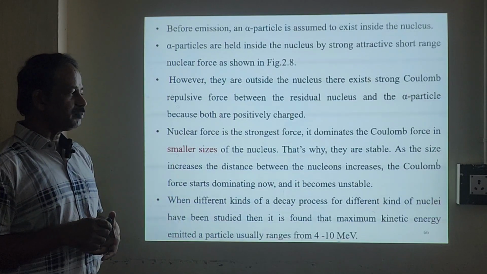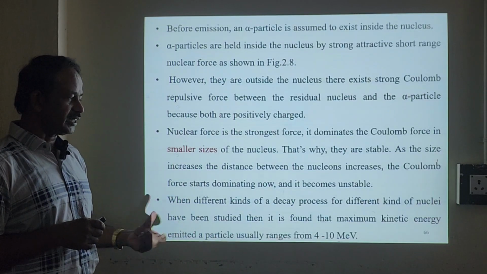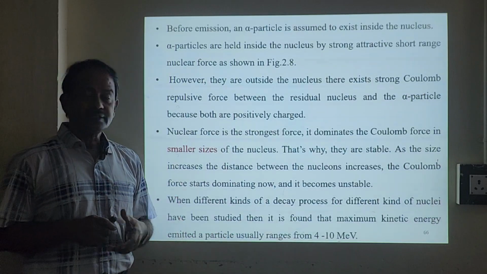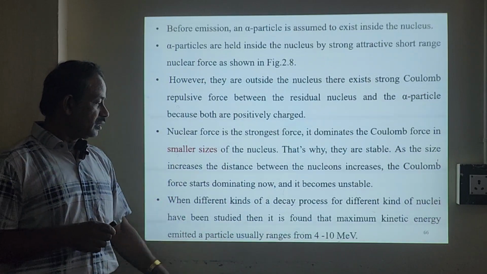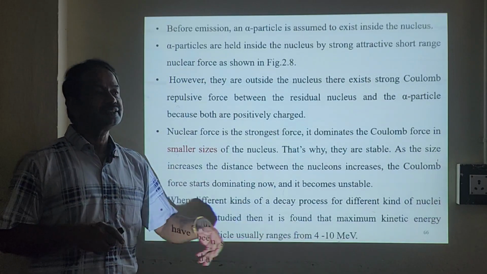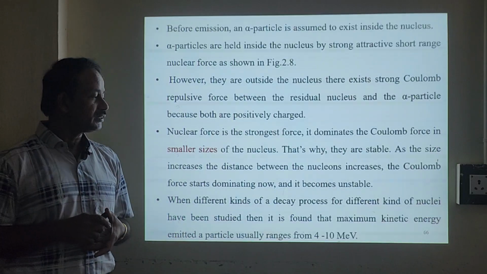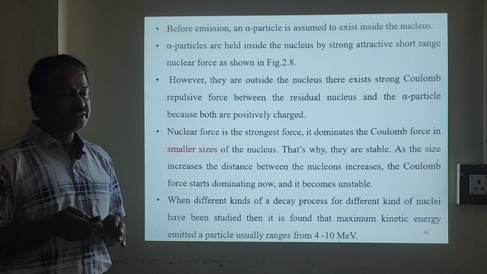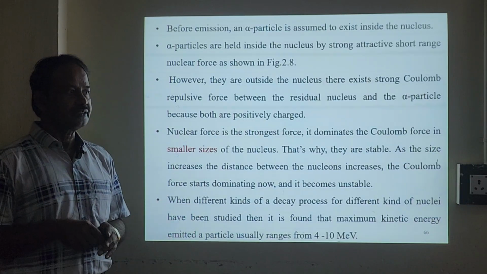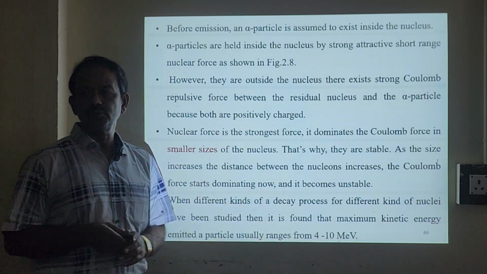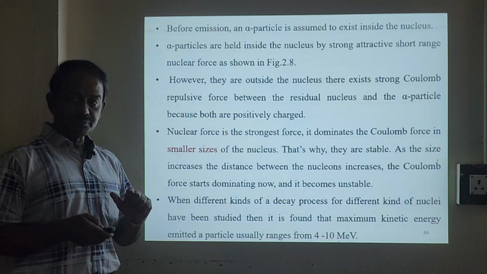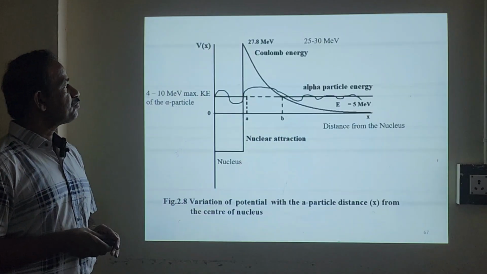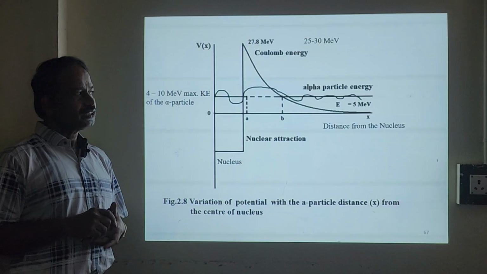When different kinds of decay processes for different kinds of nuclei have been studied, it's found that the maximum kinetic energy of the alpha particle ranges between 4 and 10 mega electron volt. So the kinetic energy of the alpha particle lies in this range, 4 to 10 mega electron volt, 10 power 6 electron volt. Okay, now we will look into the picture.